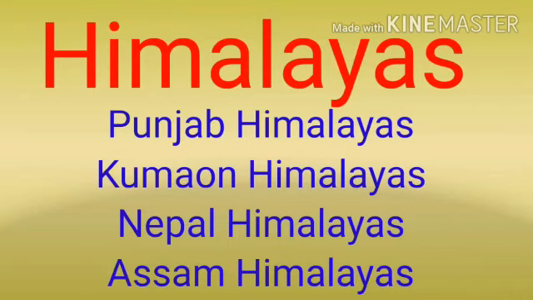Let us discuss about Kumaon Himalayas. Students, the part of the Himalayas lying between Sutlej and Kali rivers is known as Kumaon Himalayas. Let us discuss about Nepal Himalayas. Students, these Himalayas lie between Kali and Tista rivers. Next, Assam Himalayas. Students, these Himalayas lie between Tista and Dihang rivers.